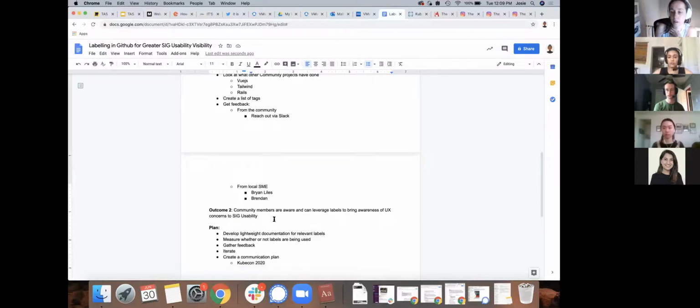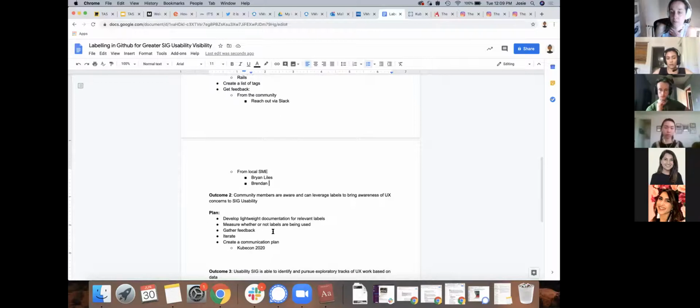And then outcome 2 is community members are aware and can leverage labels to bring awareness to our SIG about UX concerns. So I'm assuming that we're going to have to create some documentation, measure whether or not the labels are being used, gather feedback, and iterate. I was thinking maybe have some way of communicating this at KubeCon so that folks are aware of the labels. But yeah, open for feedback.